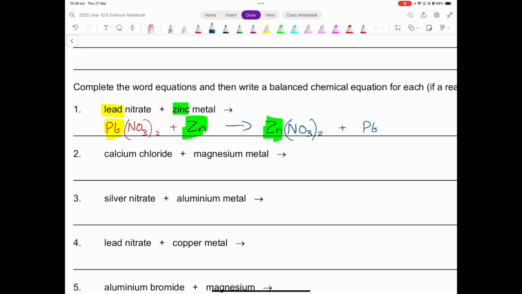So when I write this formula above, okay, you will see that it is now lead nitrate plus zinc metal produces zinc nitrate. And what? And lead metal.